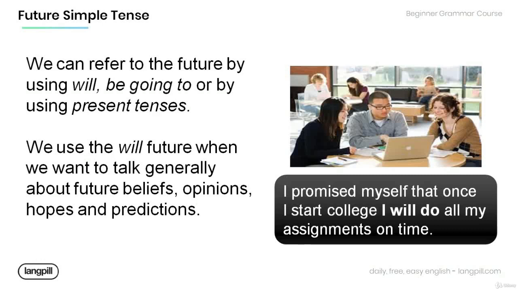Note that we use will when we want to talk generally about future beliefs, opinions, hopes, and predictions. Have a look at the example over here. I promise myself that once I start college, I will do all my assignments on time. Note that will in this sentence is used to talk about future hopes.